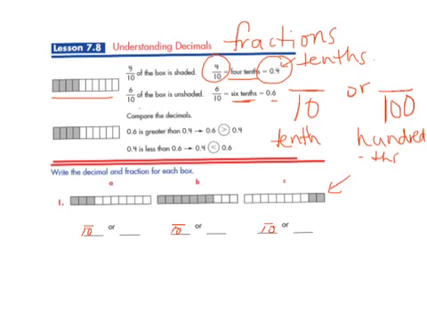How many do we have shaded here? We have 3. So 3/10 or 0.3, also said as 3/10. In this case, we have 7 shaded, 7/10, or 0.7, also said as 7/10. Here we only have 2, 2/10 or 0.2. Must end in the tenths place.